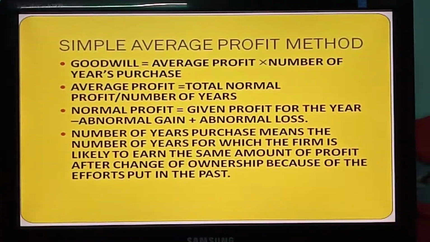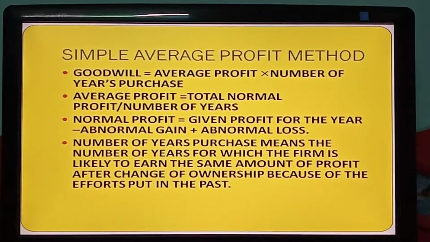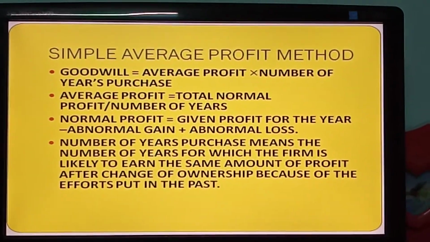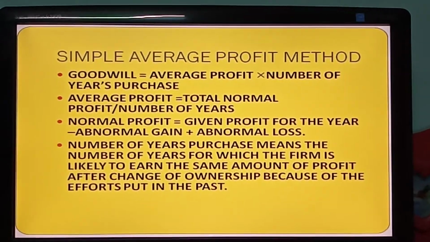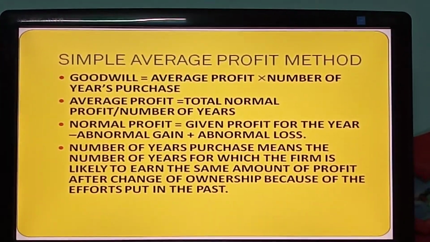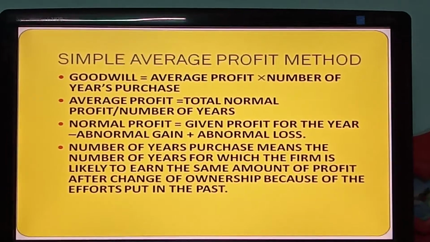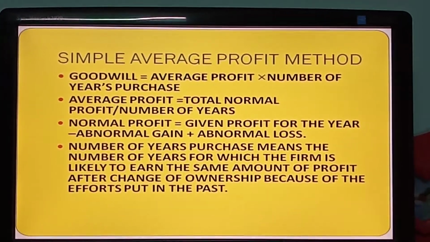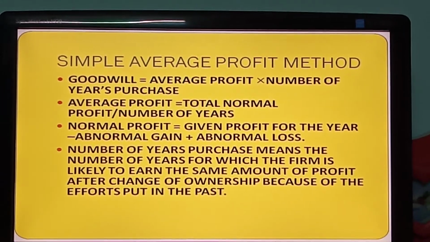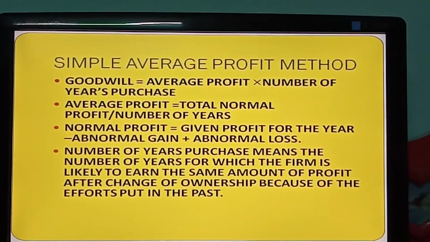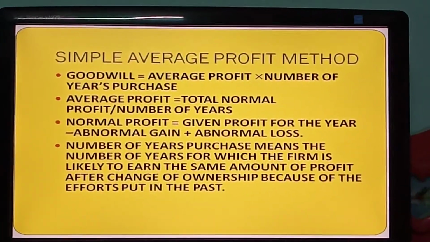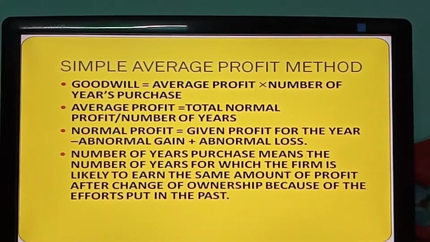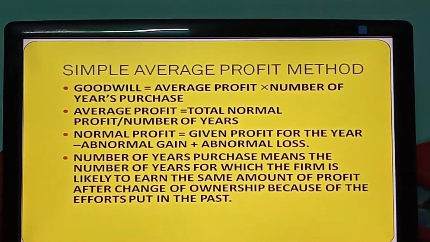Now, when we discuss the number of years' purchase, what does it mean? It means the number of years for which the firm is likely to earn the same amount of profit after a change of ownership because of the efforts put in the past. Normally, it is considered that any newly started business will not be able to earn any profit during the initial years of its operation. Hence, one who purchases a running business pays goodwill for being in a position to earn profit in the initial years of the business.